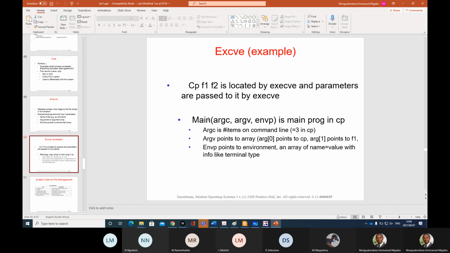Okay, to the environment, which is an array of name equals value info like terminal type. What that means is that the environment here has to do with where on the computer system this type of command is pointing towards. Let's say it's pointing towards a file, all right? So then the environment will be carrying the path to that file as a typical example.